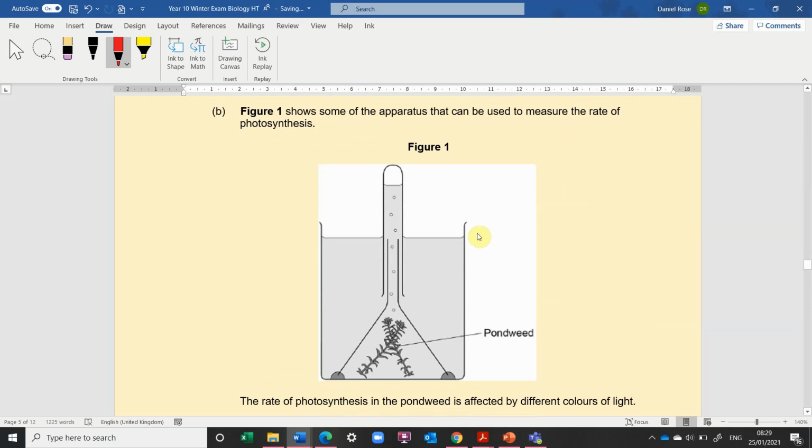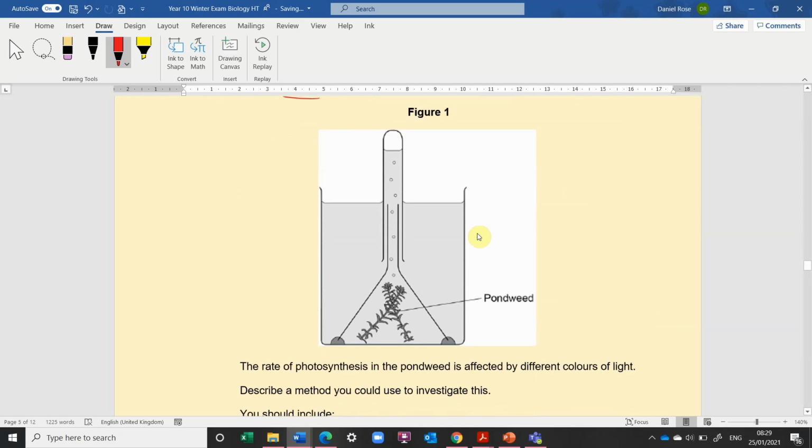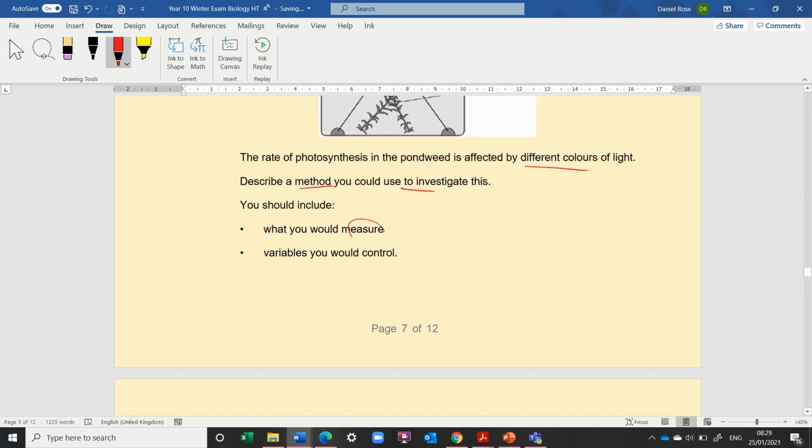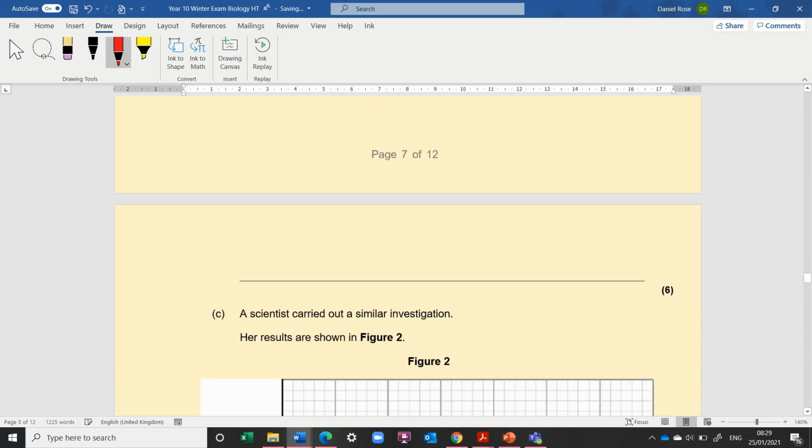Figure 1 shows some of the apparatus that can be used to measure the rate of photosynthesis. And this is an experiment that you have probably seen, done in a photosynthesis topic. There's our plant, it's given off little bubbles of oxygen, and at the top we've got a volume of oxygen starting to appear. It says the rate of photosynthesis in pondweed is affected by different colours of light. Describe a method you could use to investigate this. And you should include what you measure and what you can control.